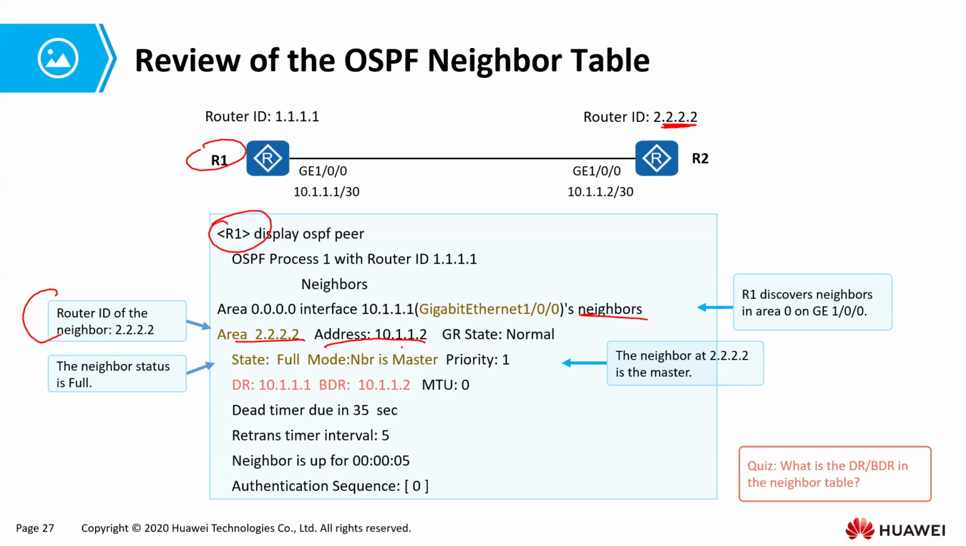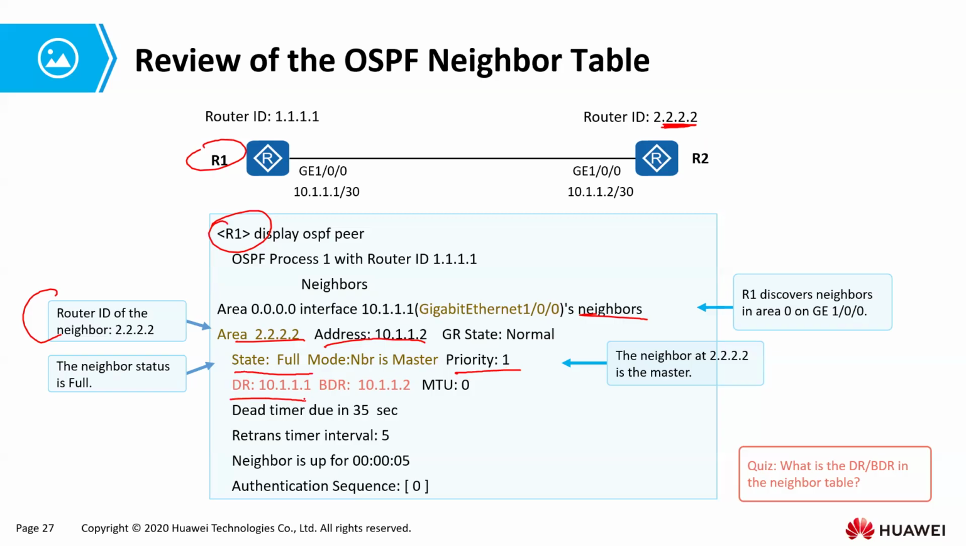It will also show me the state the router is currently in with its neighbor. In this case, it is in full state. What does full state mean? It means those two routers are fully synchronized. It means my LSDBs are fully synchronized. That's the state we are in. Another important piece of information is the priority value. Priority here is 1.